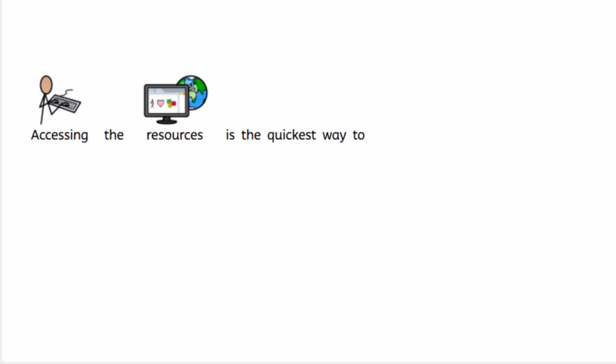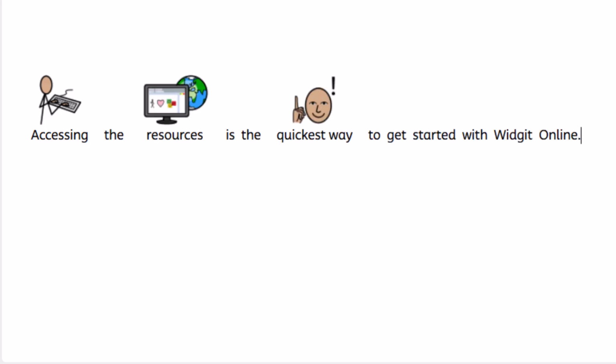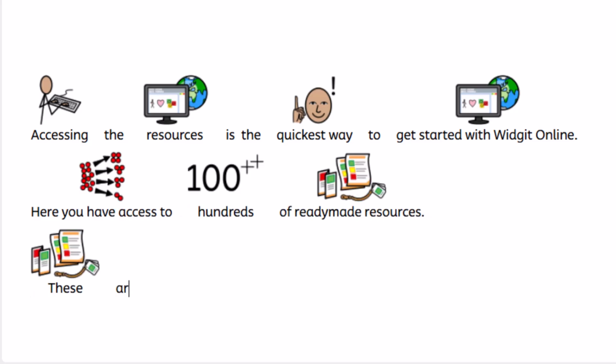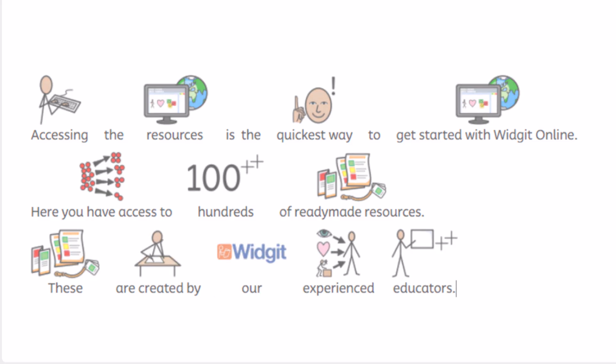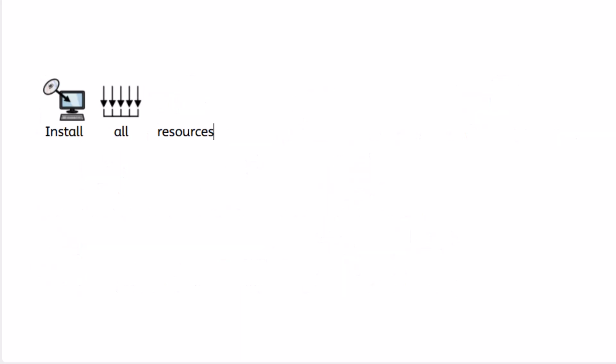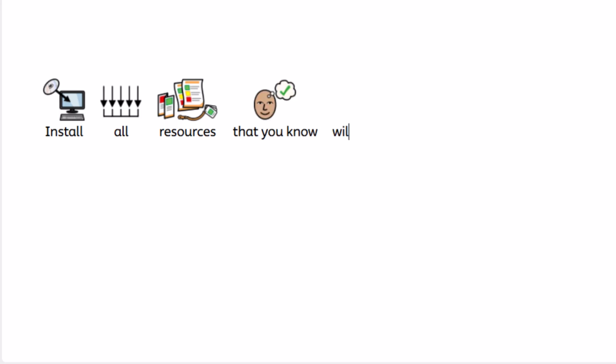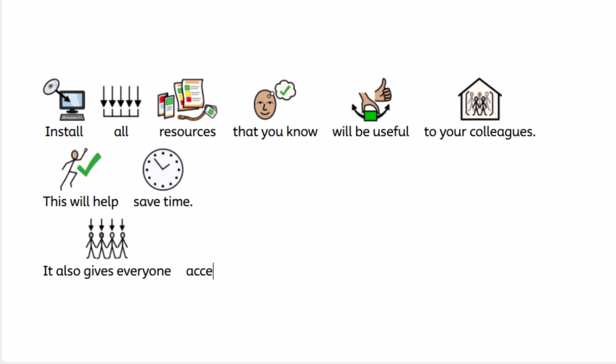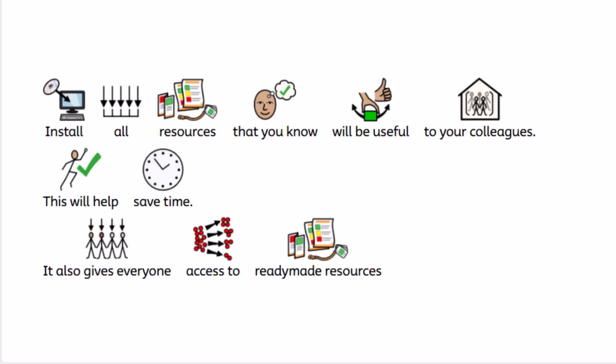Accessing the ready-made resources is the quickest way to get started with Widgit Online. Here you have access to over 450 ready-made resource packs created by our experienced educators. Have a browse and install all resources you think may be useful to your colleagues. This will help save time and gives everyone access to ready-made resources they can start using straight away.